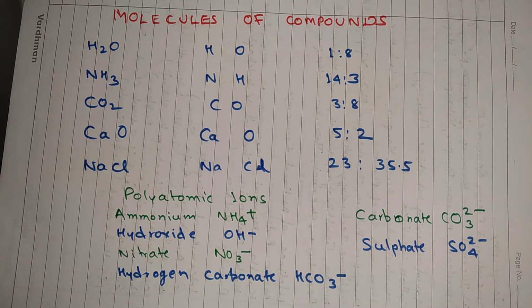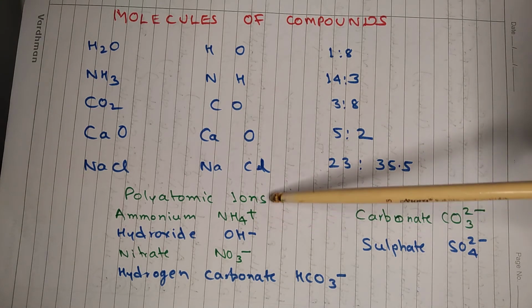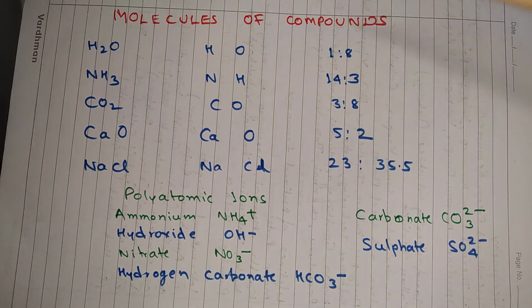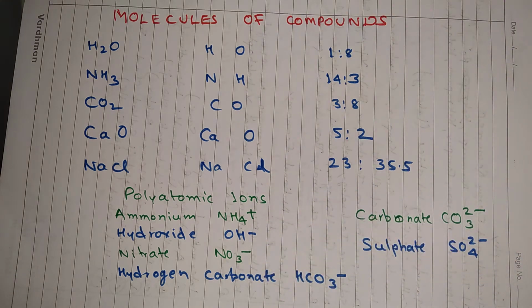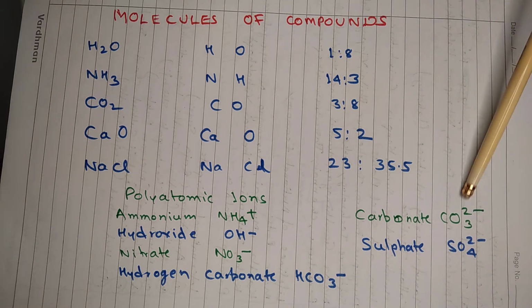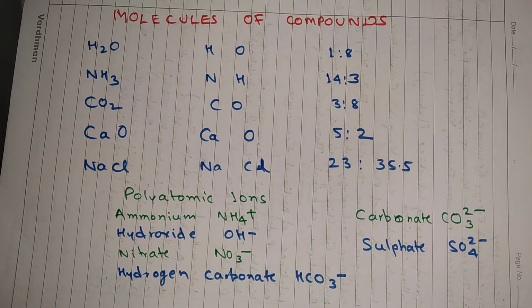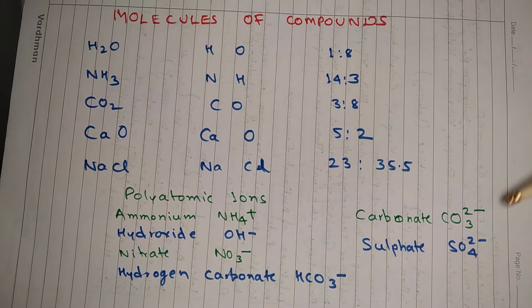Then there are some polyatomic ions. Polyatomic ions are composed of more than one atom. For example, the ammonium ion is NH4 plus. Plus means there is one positive charge on this ion. Hydroxide ion is OH minus. Nitrate is NO3 minus. Hydrogen carbonate is HCO3 minus. Carbonate is CO3 2 minus, which means it has 2 negative charges. Sulfate is SO4 2 minus.